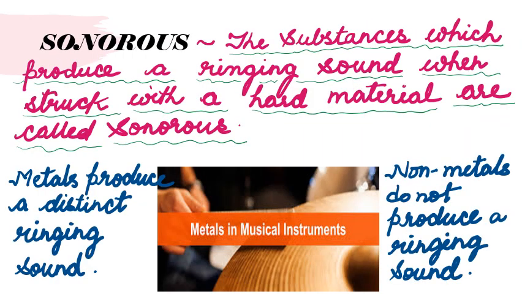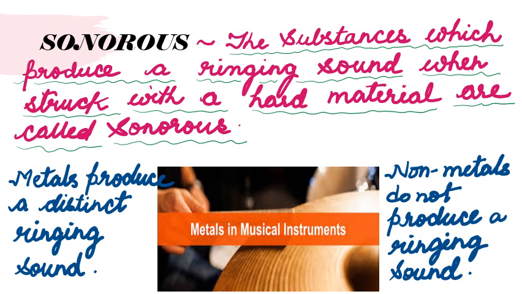The substances which produce a ringing sound when struck with a hard material are called sonorous. Let's perform an activity. Collect different objects near you and drop them one by one on the floor. But make a note not to drop objects which may break. Do you find any difference in the sounds produced by these objects? You will notice that metals produce a distinct ringing sound when they are struck hard or when they hit the floor. So, they are said to be sonorous.